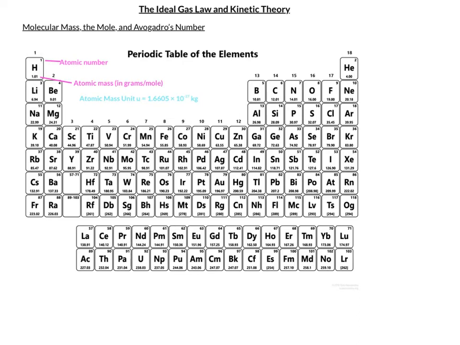So then, to find the mass of one atom of any element, sodium, let's say, you would have to multiply this value given here by the atomic mass unit, and then you have the mass of one atom of sodium.